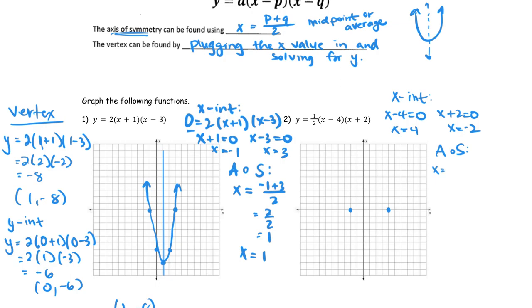Now we want to do our axis of symmetry, and that is just going to be halfway between. Again, you can count the boxes. You can take 4 plus -2 divided by 2. That's 2 over 2 or 1. So x equals 1 is going to be our axis of symmetry. So let's plot that.